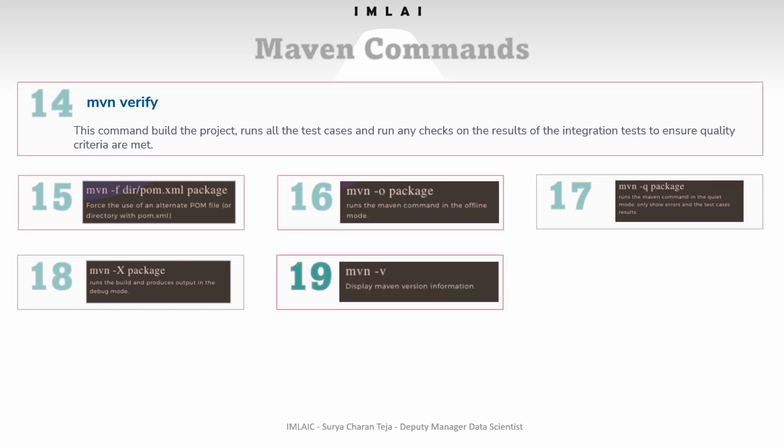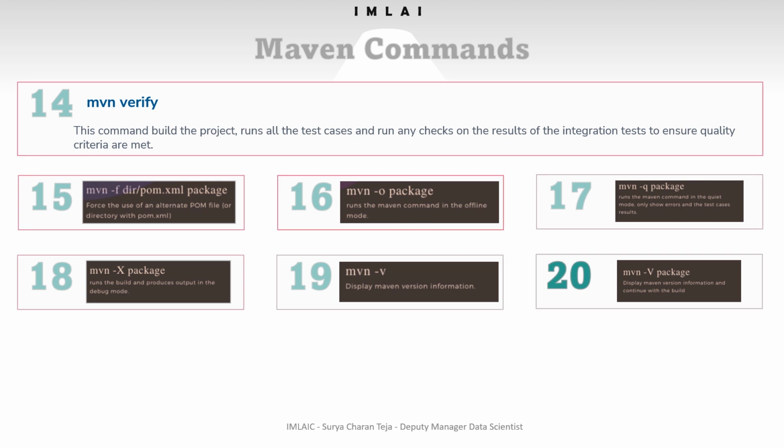Then we have mvn -v. This is used to display the Maven version information. Then mvn -V package. This command prints the Maven version and then continues with the build. It's equivalent to the commands mvn -v; mvn package.